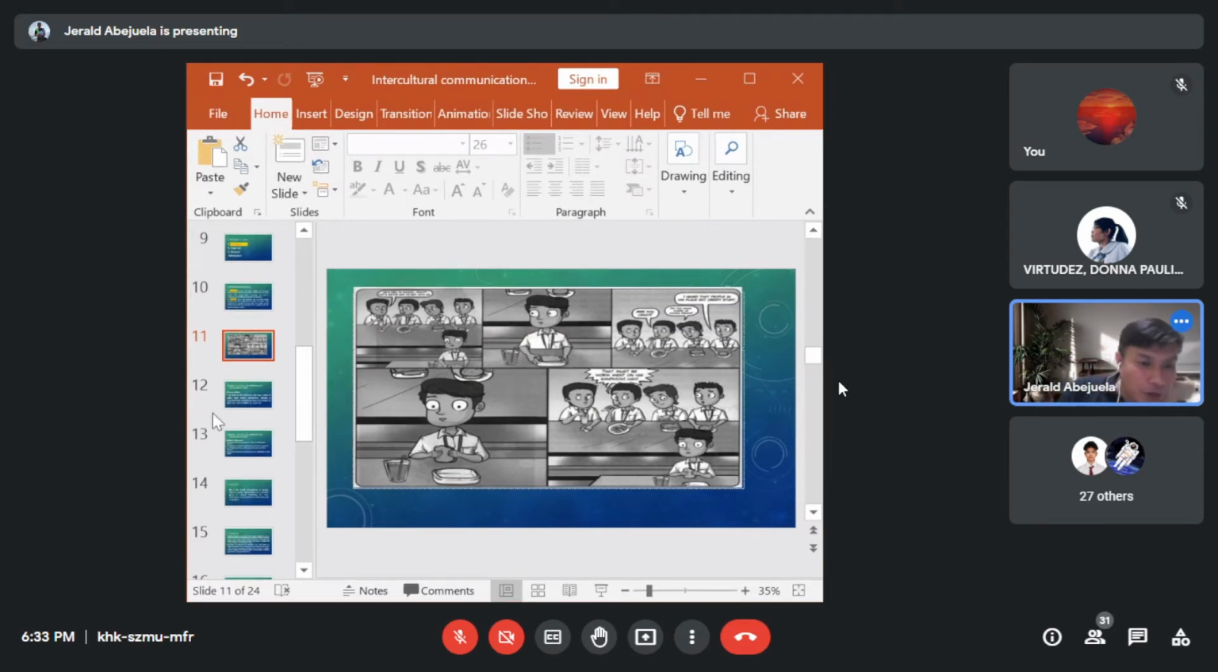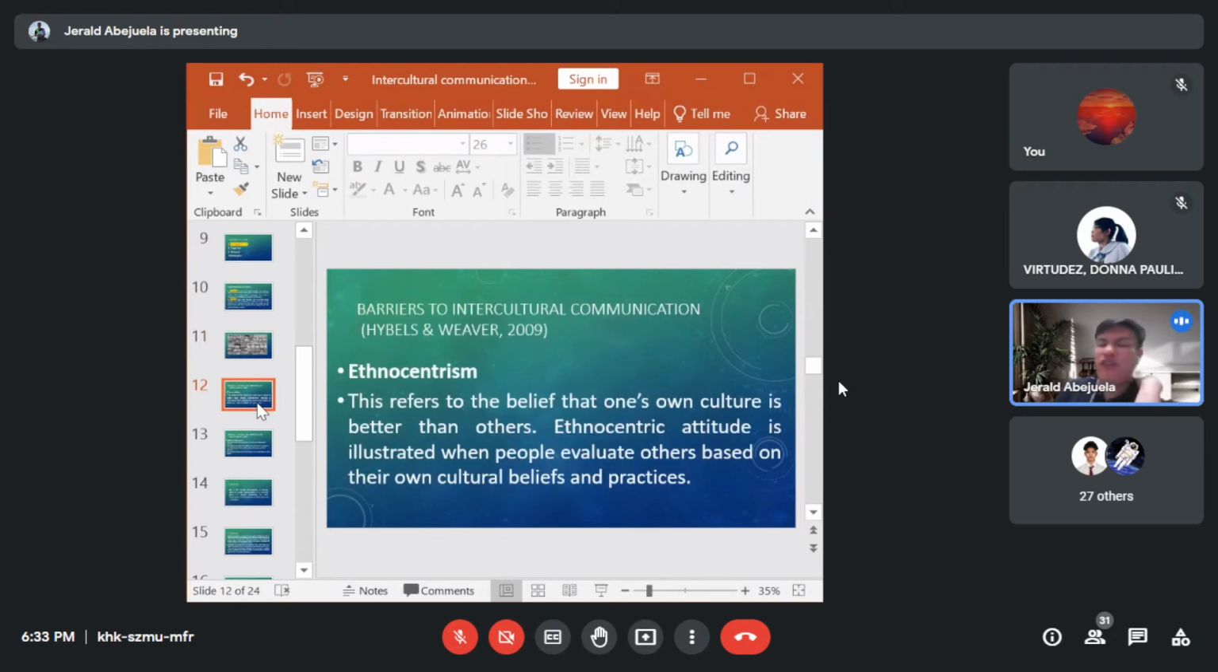Okay? Now, there are actually 4 barriers to intercultural communication. Actually, sometimes or even most of the times, culture is really a barrier. Hindi naman natin inaalis yan na ang kultura ay hadlang sa communication. Kaya nga, as much as possible, we are trying to address these barriers so that we will be able to achieve intercultural communication. And one of the barriers to IC is what we call ethnocentrism.